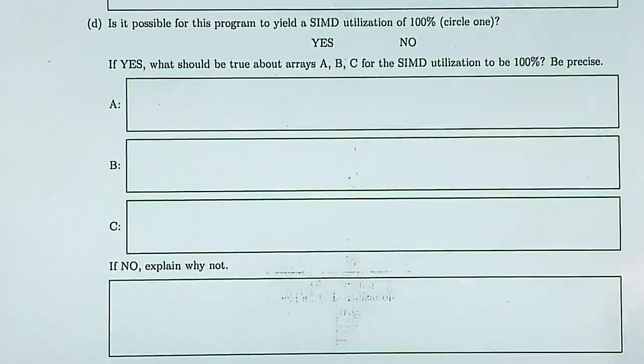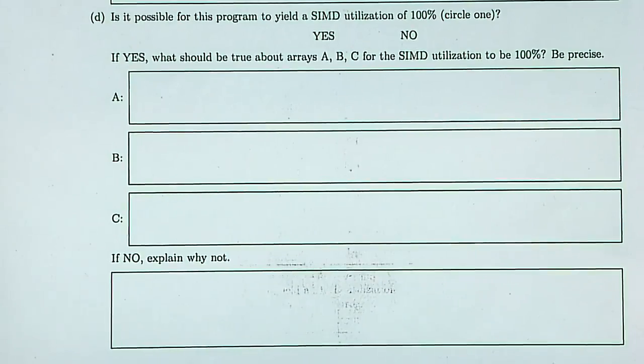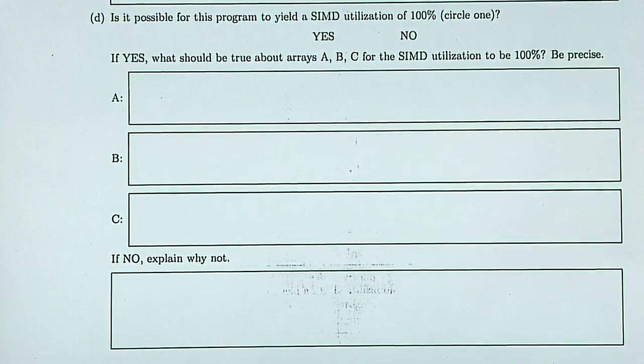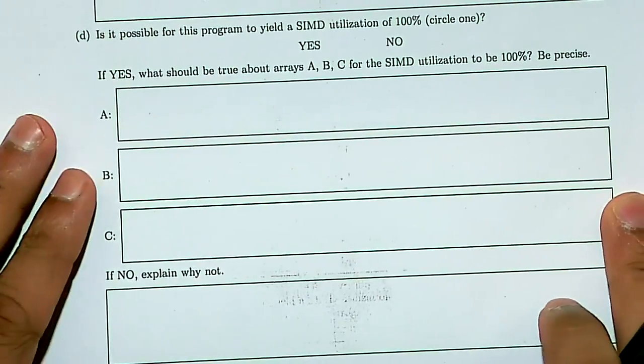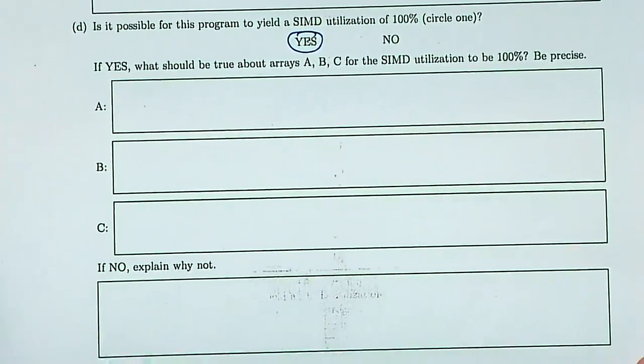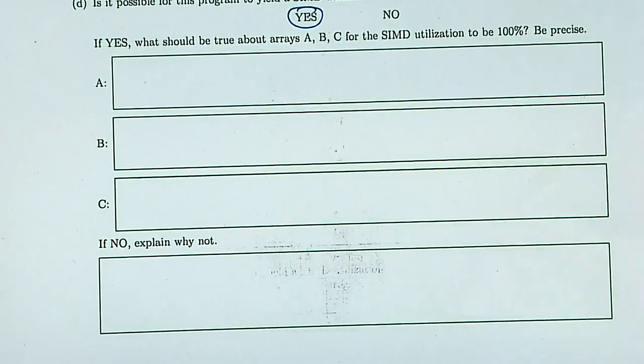So part D of this problem asks, is it possible for the program to have a utilization of 100%? I basically already said yes, it is actually possible. So if yes, what should be true about A, B, and C in order to get this 100% utilization? One of you want to answer?